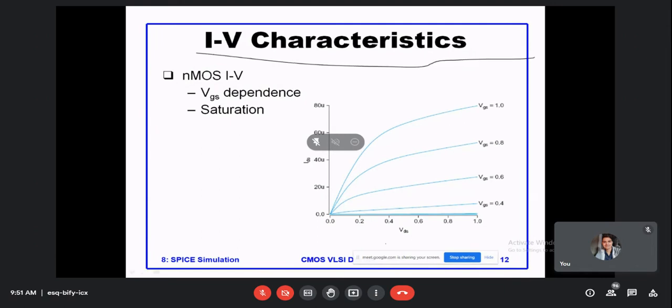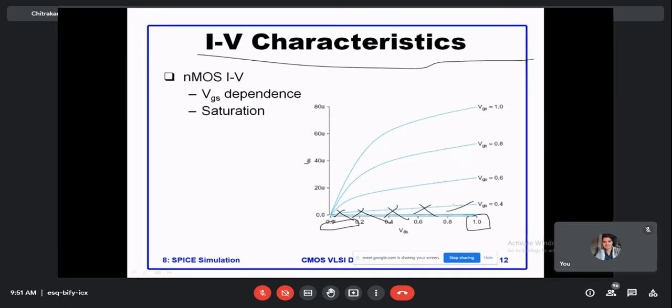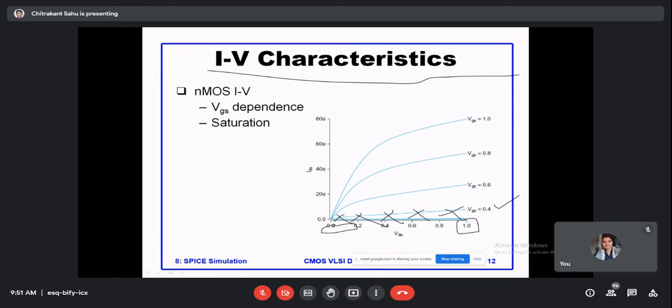This is the output waveform, or IV characteristics, of the MOSFET. Because we have ramped the voltage of VDS from 0 to 1 volt, you can see it steps in some smaller voltage, so it will calculate points like this. At each point, 0.4, then we combine them together, and it will make a graph.